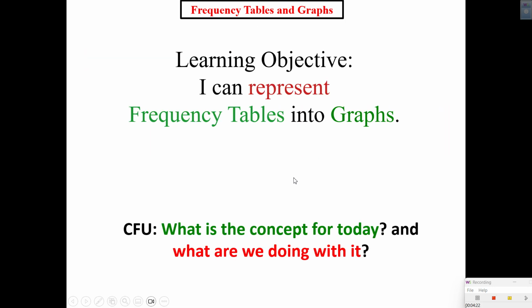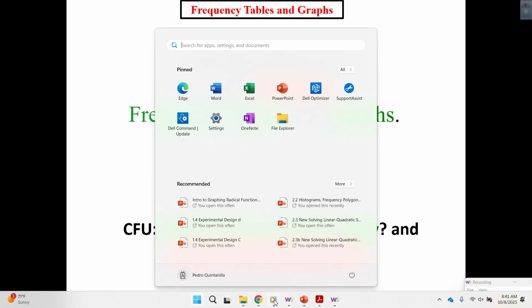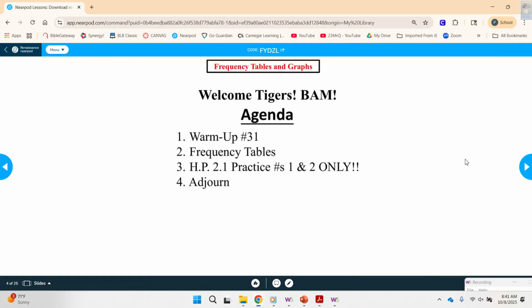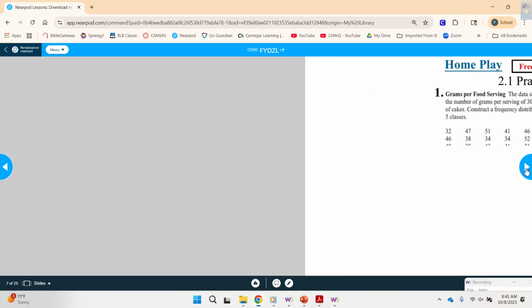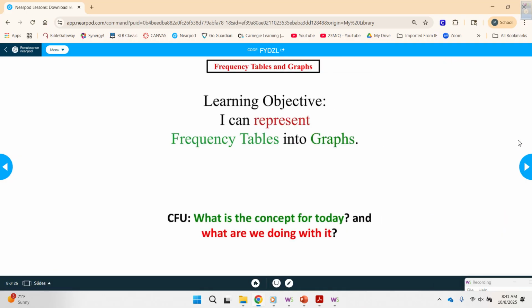I can represent frequency tables into graphs. Write that down, please, at the bottom left of your notes. I can represent frequency tables into graphs. Let me send that to your screen. There it is.